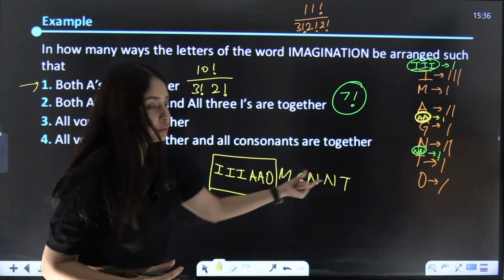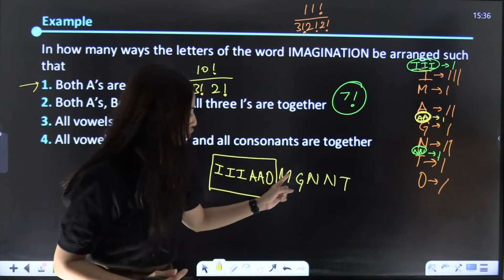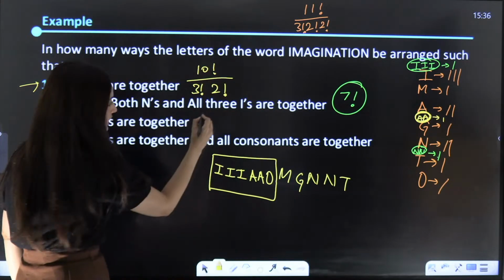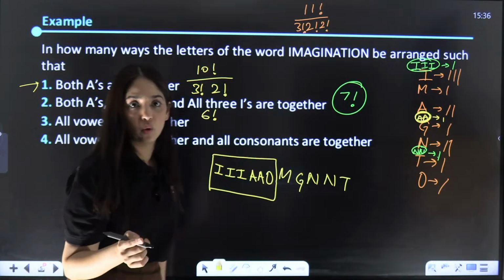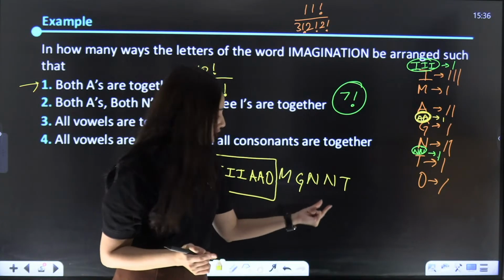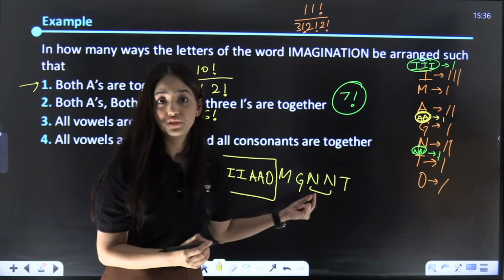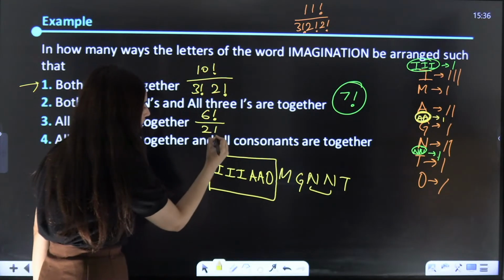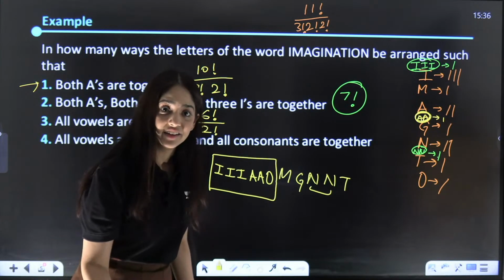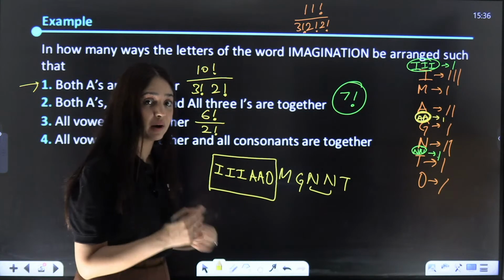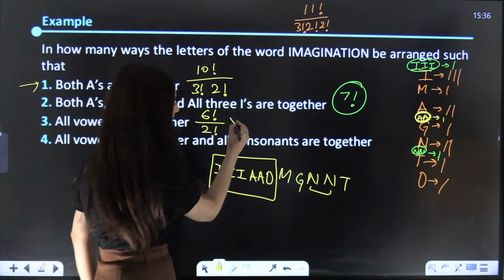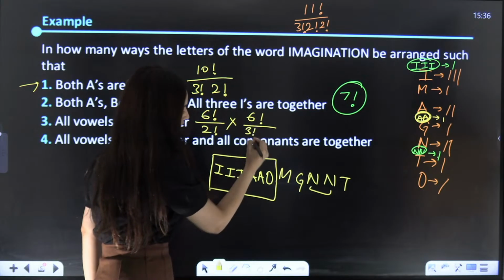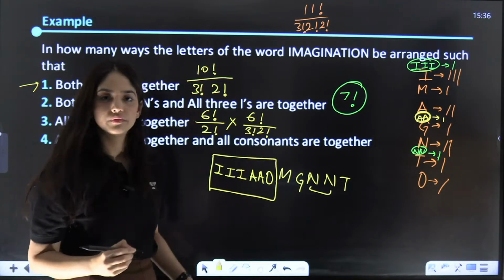So now how many things to arrange? 1 unit plus 2 plus 3 plus 4 plus 5 plus 6. 6 objects to arrange. So 6 factorial. Now we were arranging these 6 objects, but there is a repetition. 2 objects are of the same kind. The rest are different, but 2 objects are of the same kind. So we will divide this by 2 factorial. And we have to check within this unit, can there be multiple arrangements? Certainly can. How many? 6 factorial divided by 3 factorial for I's, 2 factorial for A's. And this is your final answer.